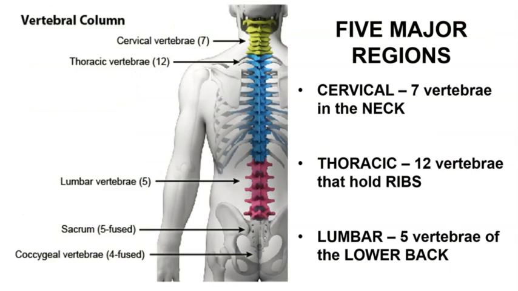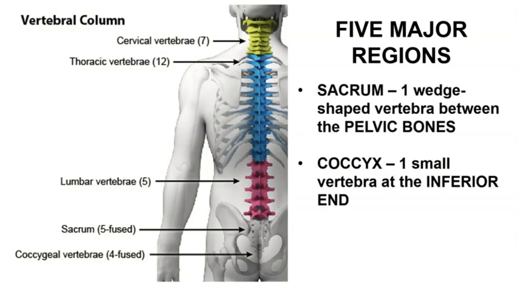There are 5 major regions within the vertebral column, and each region has a unique set of vertebrae as well as unique functions of those vertebrae. Beginning superiorly, there are 7 vertebrae within the neck, called the cervical vertebrae. Moving inferiorly, the 12 vertebrae that support the ribs are called the thoracic vertebrae. We have 5 vertebrae in the lower back, collectively called the lumbar vertebrae.